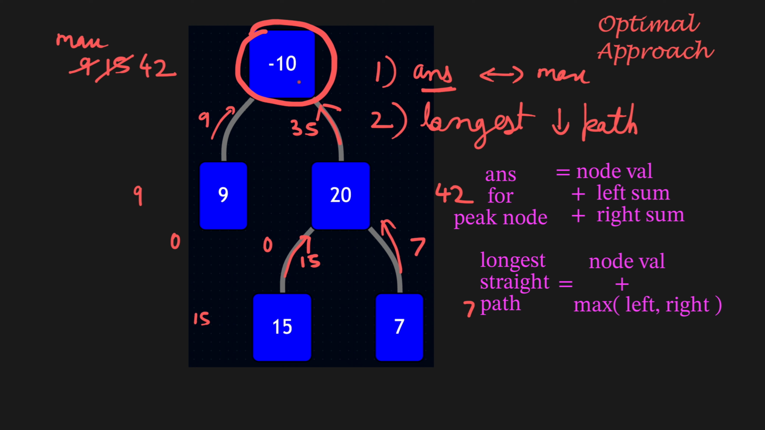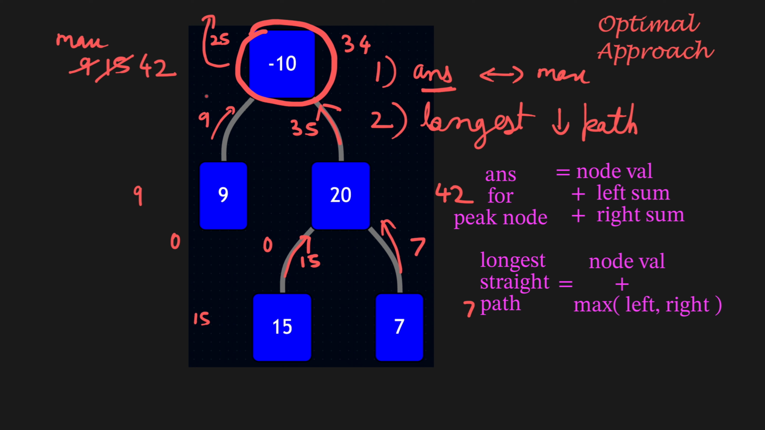And again, we run job 1, which is to calculate the answer. And here it is minus 10 plus 9 plus 35, equal to 34. And since this answer is less than the current maximum, the global maximum remains 42. And then we perform job 2, which is to return the longest downward path with this node as a continuation, which is minus 10 plus the maximum of 9 and 35, equal to 25.